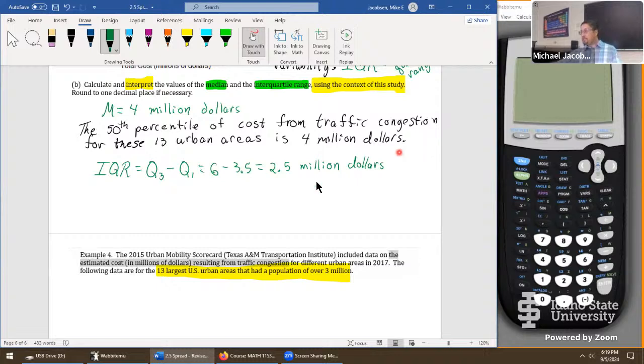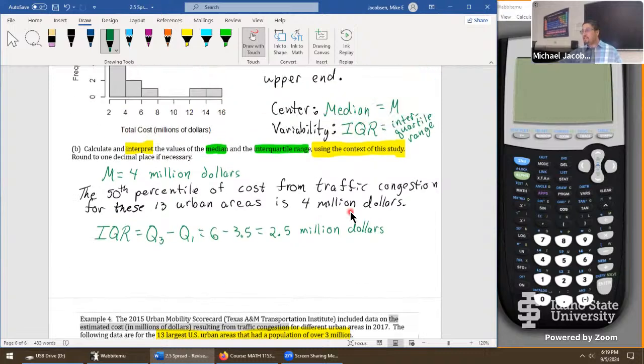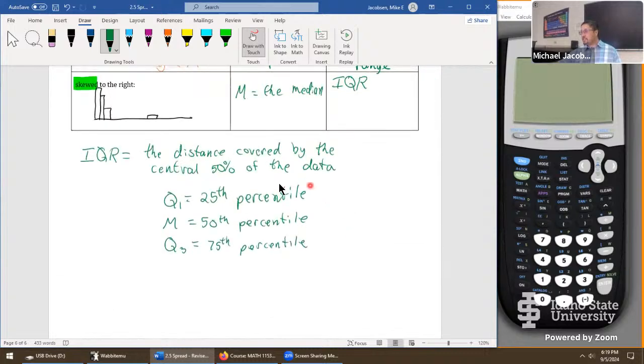Okay. Now this one's tougher in my opinion. I'm personally not a fan of interpreting the IQR because the sentence you write just seems weird. But the idea of it is it's the distance covered by the central 50% of the data. So we just have to say that statement, tie in the context.